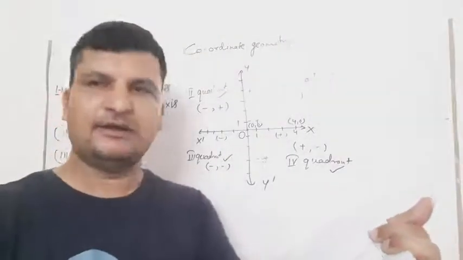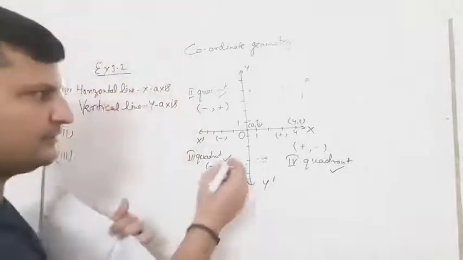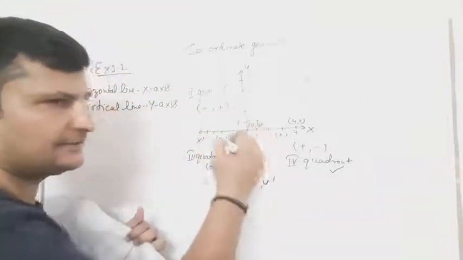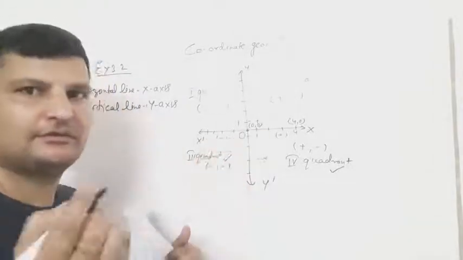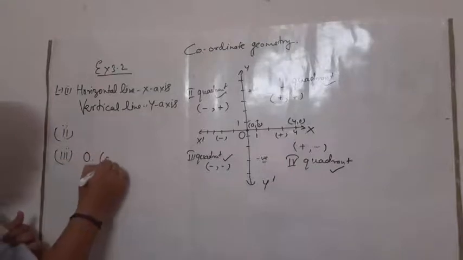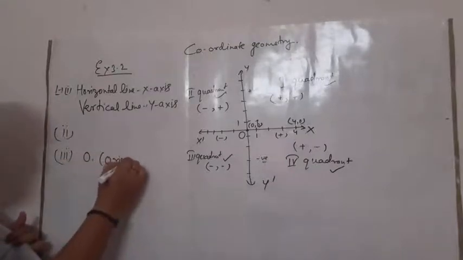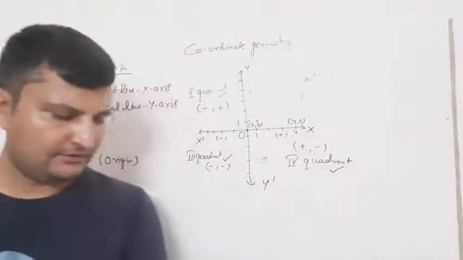Third question is, write the name of the point where the two lines intersect. Now we have to name the point where the two lines intersect. Intersect means they cut each other. This point is O. So we can write O, which means origin. O means origin. So the coordinates of the origin are (0, 0). You can write it also.